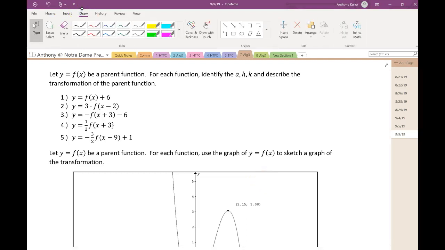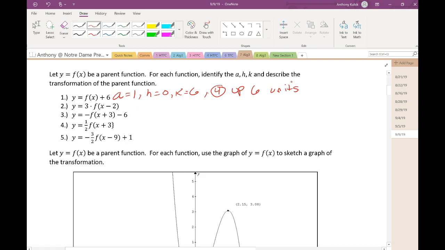So my suggestion for each of these first 5 is to begin by identifying our values for A, H, and K. So for number 1, hopefully you can see that A is 1, H is 0, and K is 6. So the only value we have to worry about is the K. Everybody agree with that? Yeah. So if I write my 1, 2, 3, 4, the only thing that's happening is 4, and we're going up 6 units.